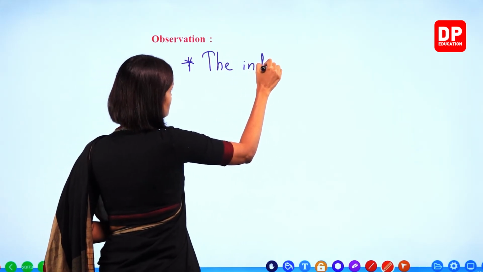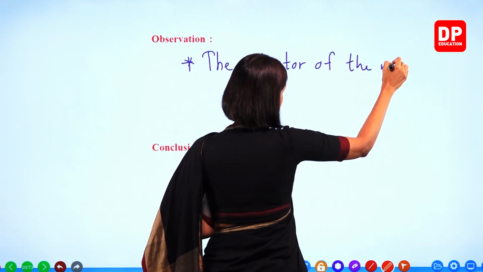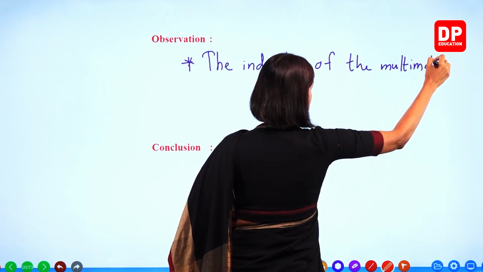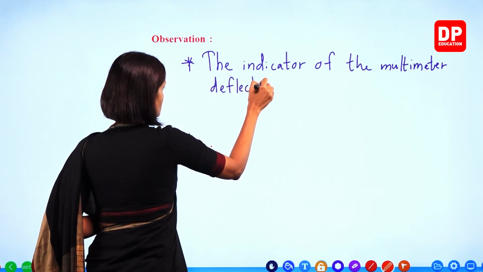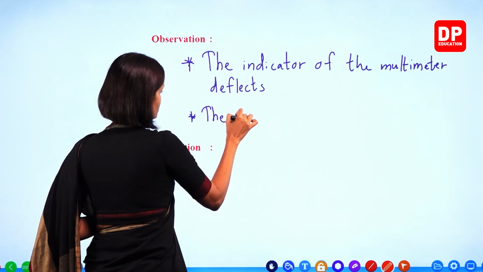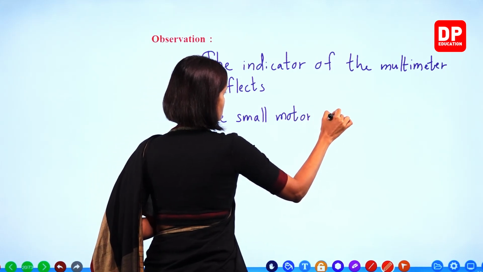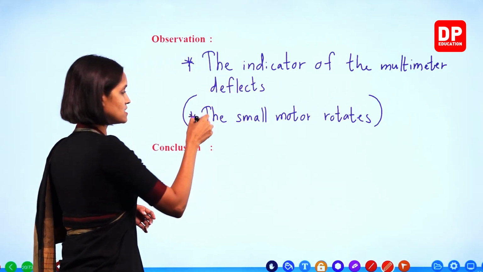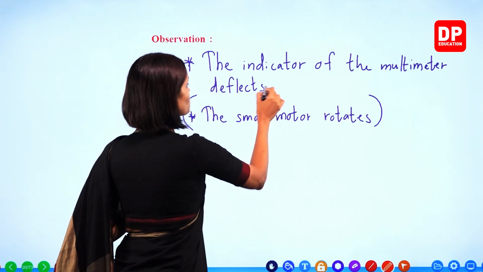The indicator of the multimeter deflects. The small motor rotates. We will write this within brackets because this is not given in the activity. This is an additional step we took, right? The indicator of the multimeter deflects, the small motor rotates, right?